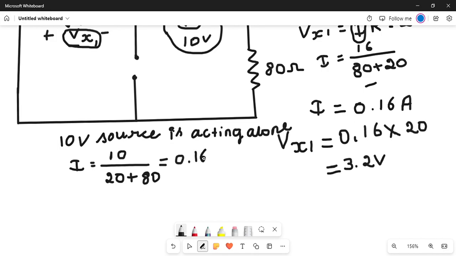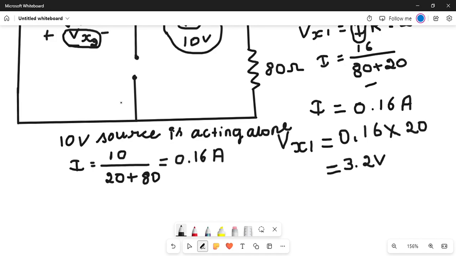Now I need to find my Vx2, not Vx1. When my 16 volt source is acting alone, I have to find Vx1, right? My voltage is Vx1 when the 16 volt source acts alone. So when my 10 volt source is acting alone, my voltage is Vx2, correct?